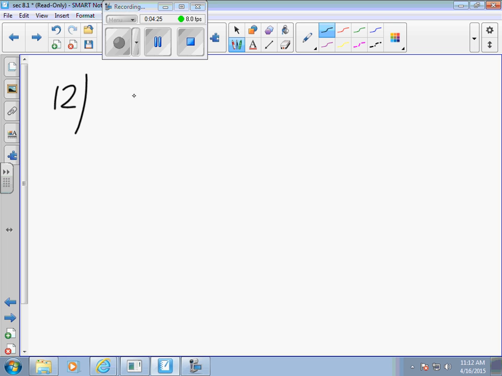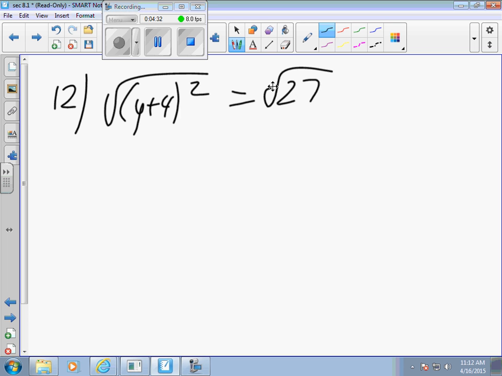The next one we're going to do is 12. And I get y plus 4 squared equals 27. Square root. y plus 4 equals plus or minus, the square root of 27 is 3 root 3, minus 4, y equals negative 4 plus or minus 3 root 3.